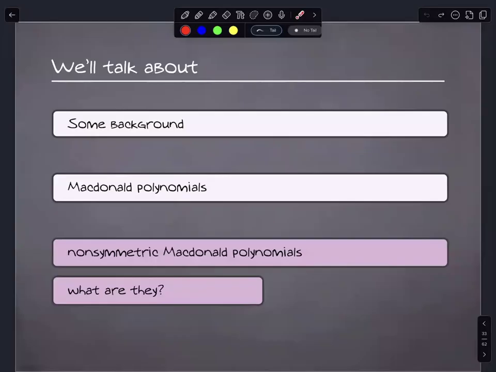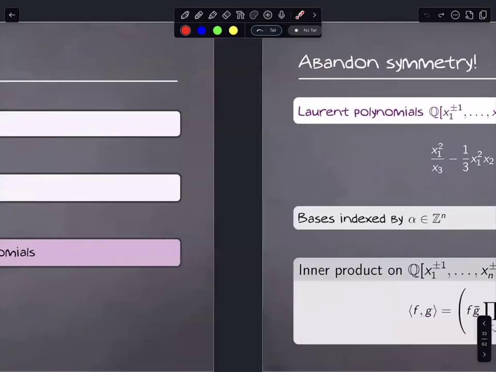Okay, so now we're going to talk about non-symmetric Macdonald polynomials. But sadly, there's a lot of work to get to the point where I get to talk about anything new, because we're going to have to go back to the symmetric for a minute. But let me first define the non-symmetric world and the non-symmetric Macdonald polynomials.